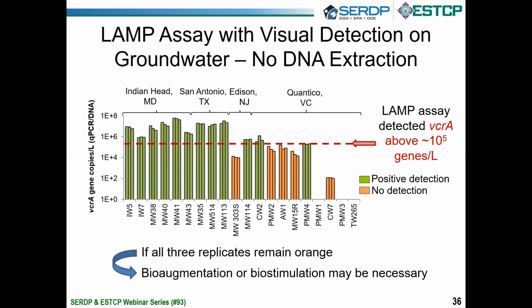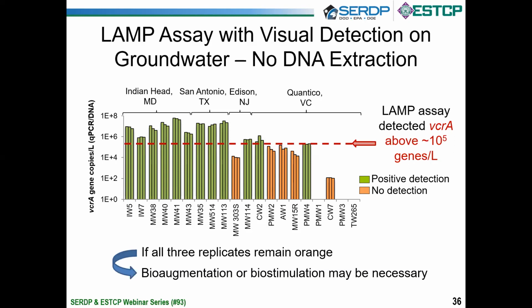At this point, we were confident that the assays were specific to their target sequences and were sensitive enough to be of practical use. Therefore, the next step was to test the assays using groundwater, and we did this without DNA extraction. We obtained groundwater from 4 sites and tested multiple samples from each site, each in triplicate. We also quantified the target gene using qPCR on DNA extracted from groundwater. And so the results are shown on this figure.